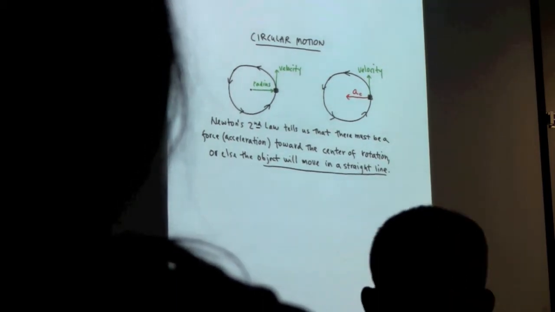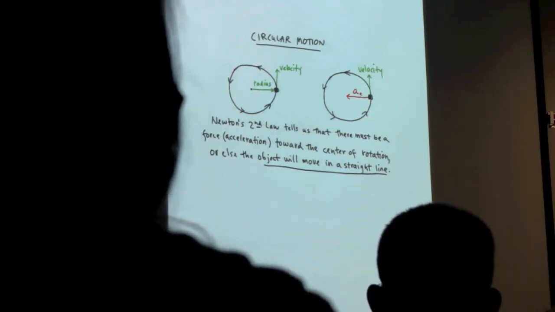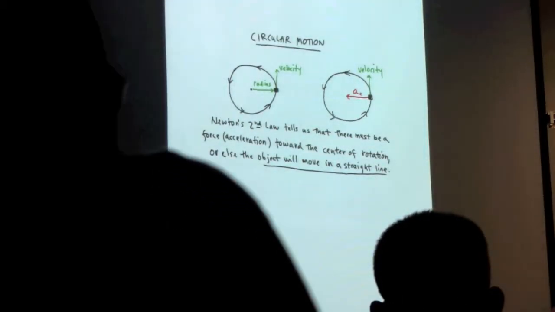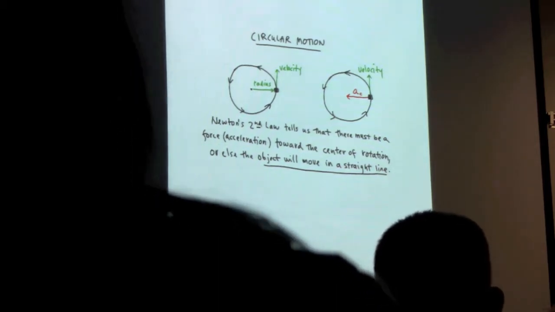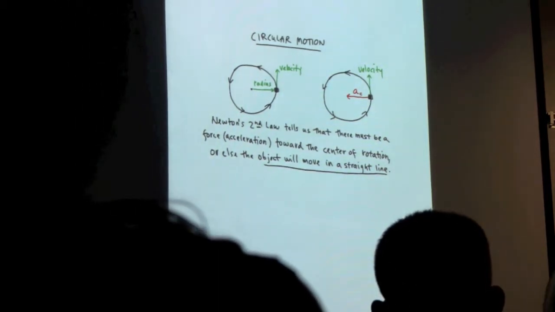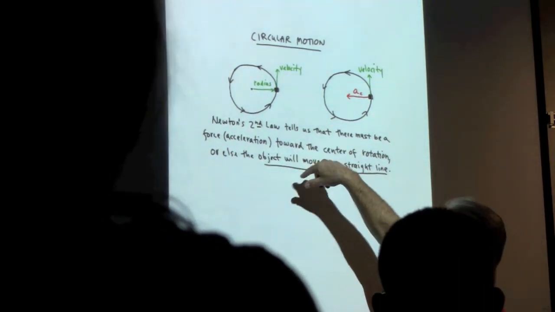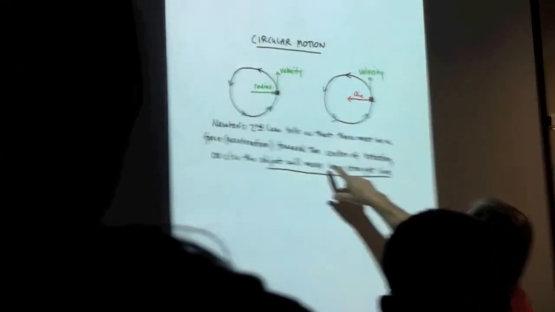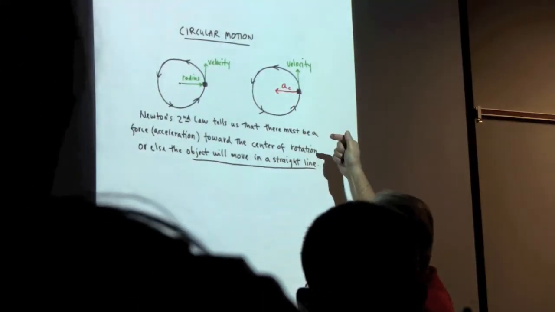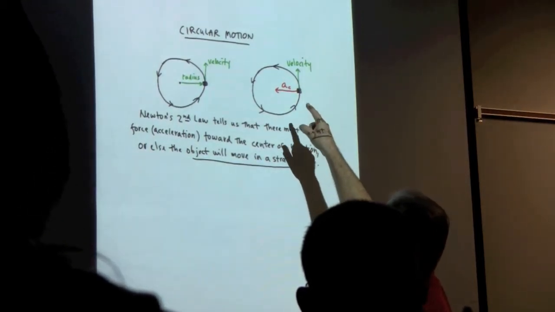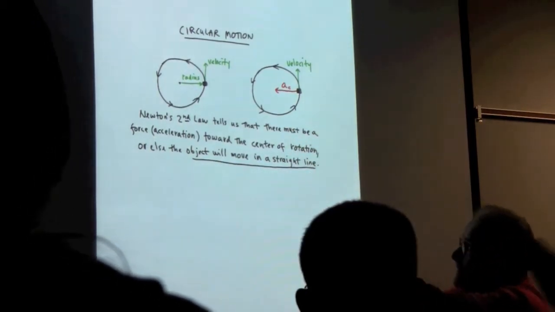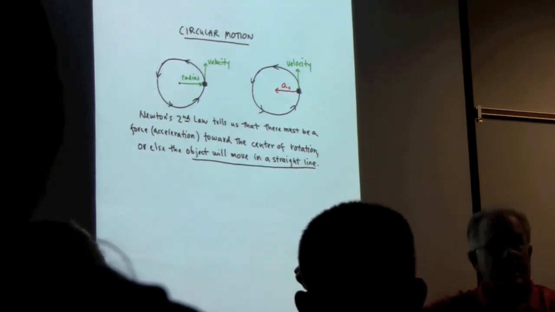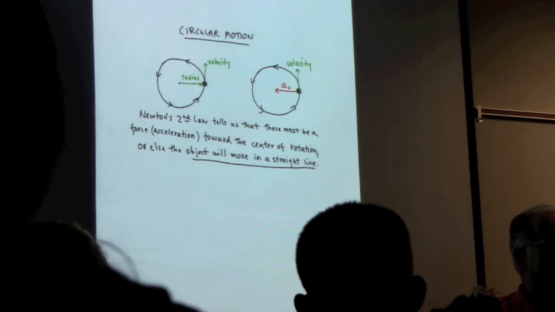Circular motion. Remember I told you about Newton. He said, if the object is not moving in a straight line, you have to exert a force on it. There's no way that the object will turn unless you exert a force. So, what we have here is, if you have something spinning in a circle, as it says here, Newton's second law says there must be an acceleration, and it will be toward the center. In order to keep turning it in a circle as it goes around, you have to have a force that's constantly pulling it in.